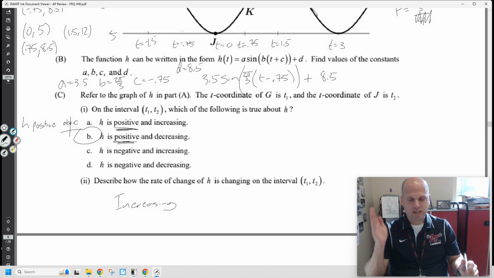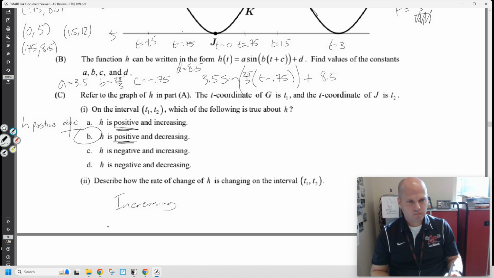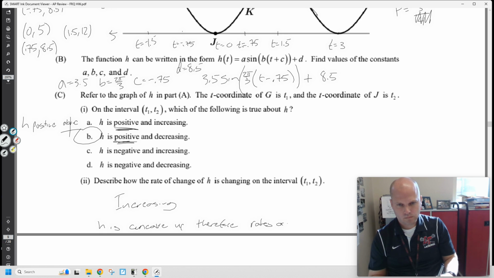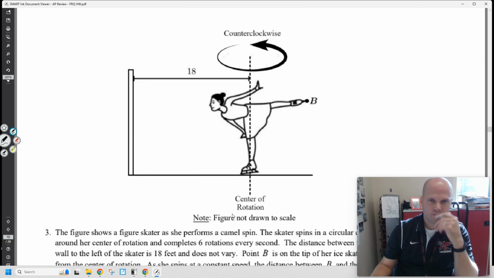Why? Because it's decreasing, concave up. H is concave up. They don't ask you for why. Therefore, the rates of change are increasing. Cool.